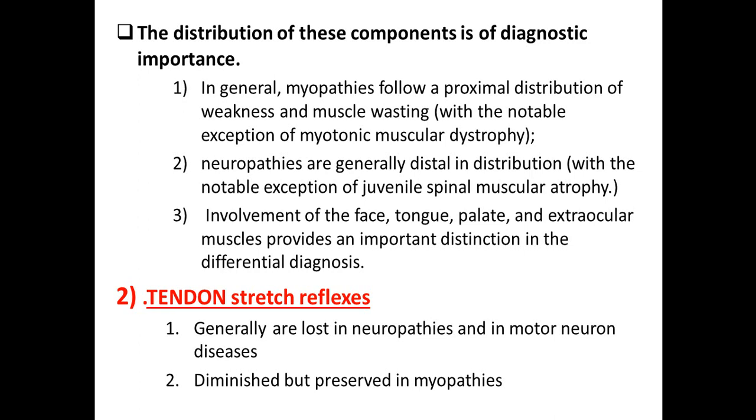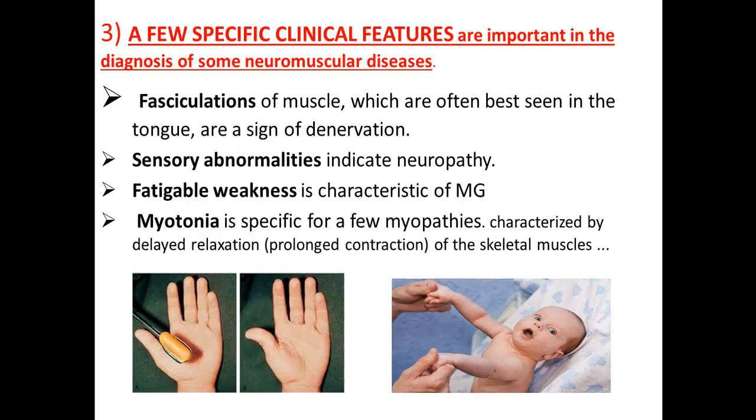Now, regarding tendon reflexes, generally in neuropathy they are lost, and in motor neuron disease they are lost, while they are diminished but preserved in myopathies. And now we have a few specific clinical features that are important for the diagnosis. First of all, fasciculation of the muscle.